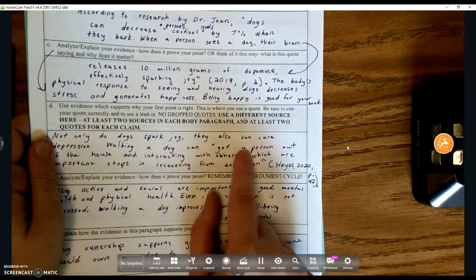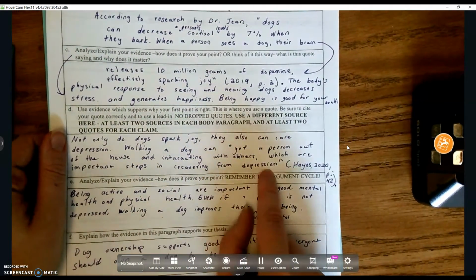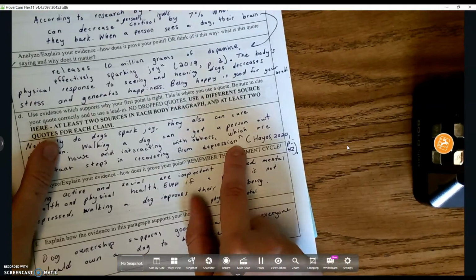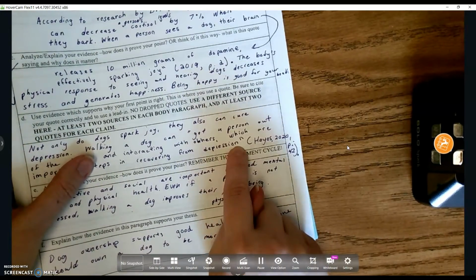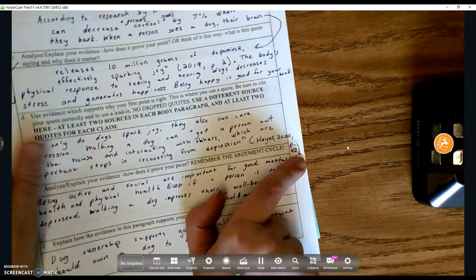So walking a dog can get a person out of the house and interacting with others, which are important steps in recovering from depression. So notice, is there a period there? No, the period goes after the citation. Period goes after the citation right there.